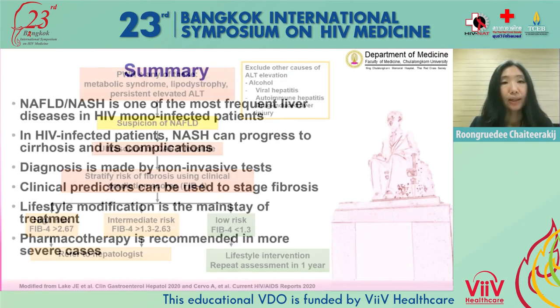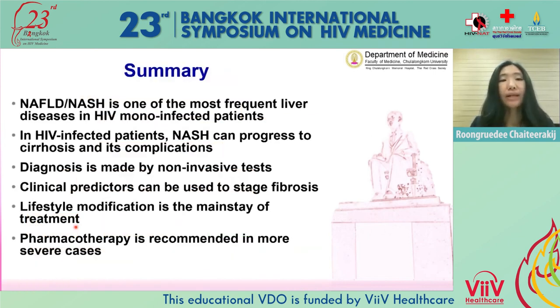In summary, NAFLD or NASH is one of the most frequent liver diseases in HIV mono-infected patients. In these patients, NASH can progress to cirrhosis and its complications, and is one of the causes of death in these patients. The diagnosis of fatty liver is made by non-invasive tests. Once fatty liver is diagnosed, clinical predictors can be used to stage the fibrosis. And fibrosis is a predictor of survival and prognosis of the patient. So this is very important.